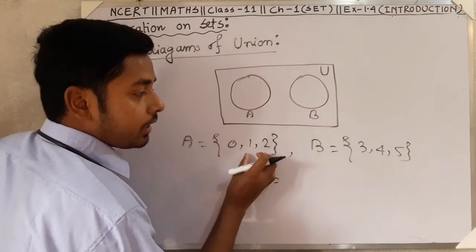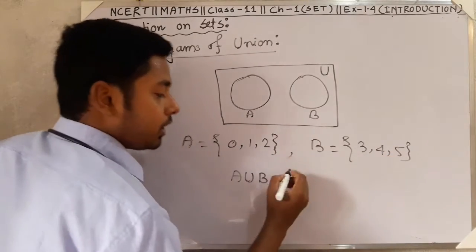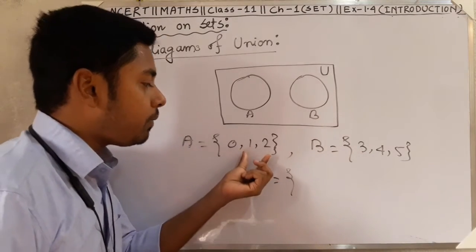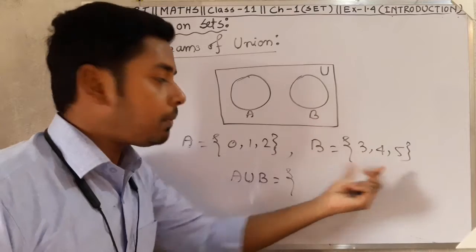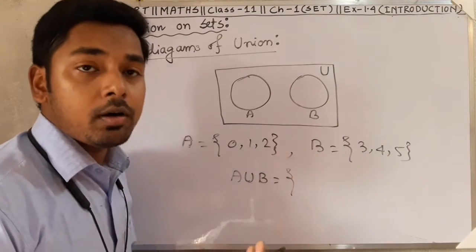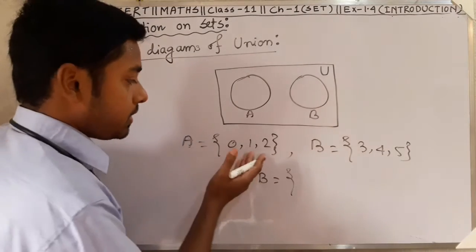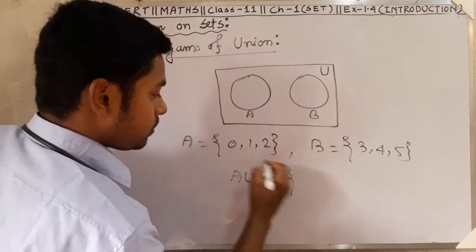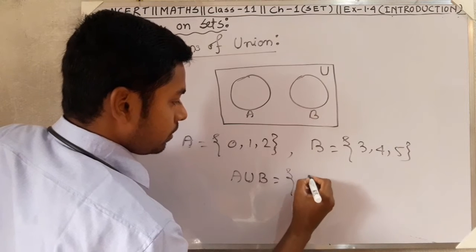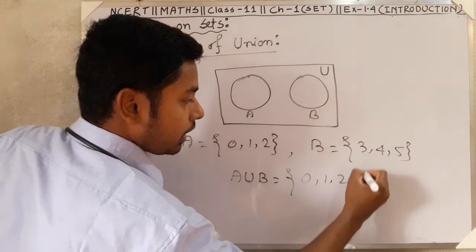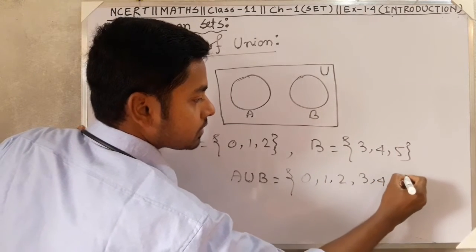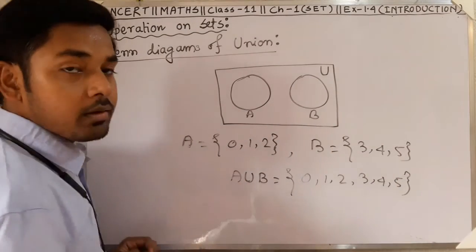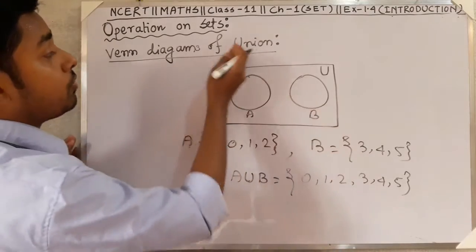All the elements of A, all the elements of B and the common elements. So there is no common element. So we have to take elements of A and elements of B. Where there are no common points, the question of common points does not arise. We only have to take the elements of A and the elements of B. Okay? So 0 1 2 and 3 4 5. This is called union of A union B.